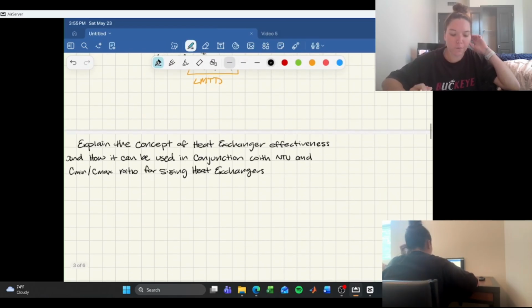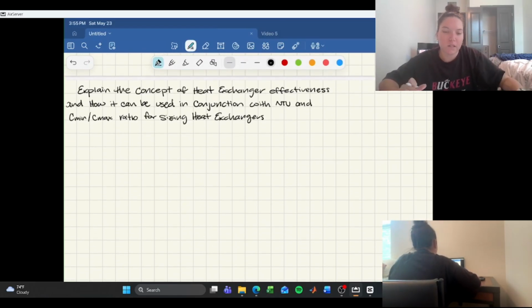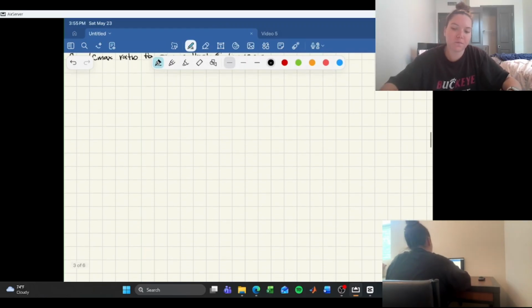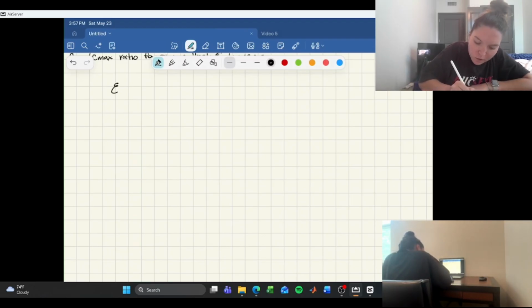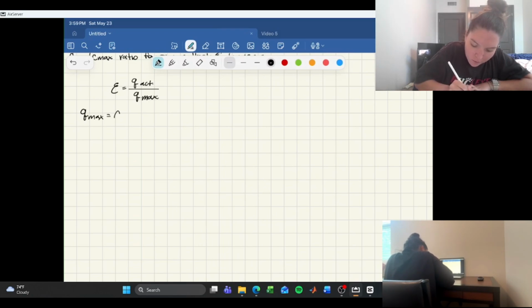Okay, so now I'm going to talk about the effectiveness of heat exchangers and how they're used for sizing heat exchangers. So the effectiveness is going to be equal to the actual heat transfer over the maximum heat transfer. So to get the maximum heat transfer, that's going to be equal to the minimum flow capacity times the temperature of the hot stream at position 1 minus the temperature of the cold stream at position 1.